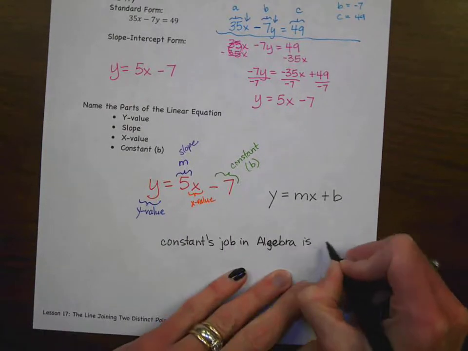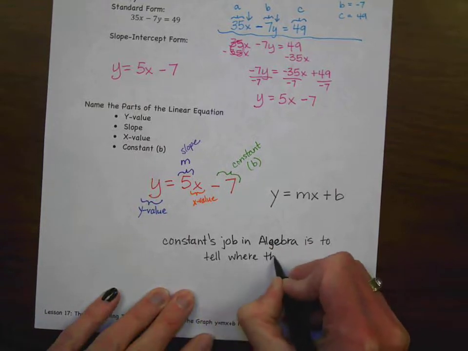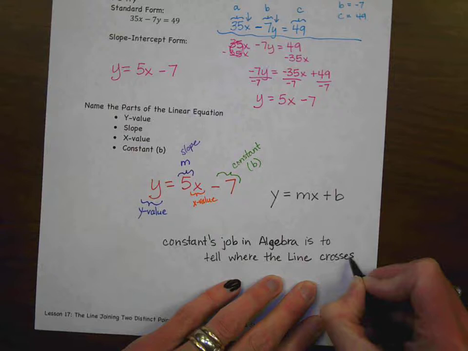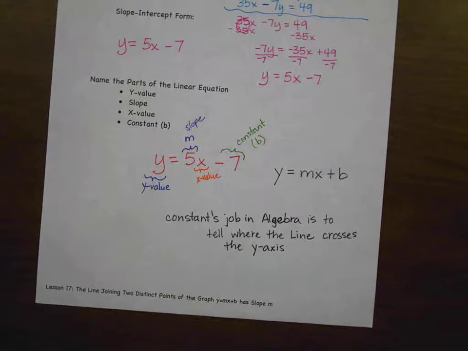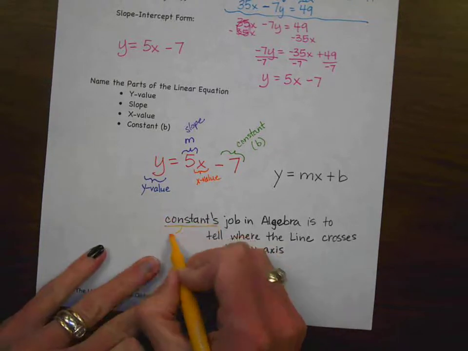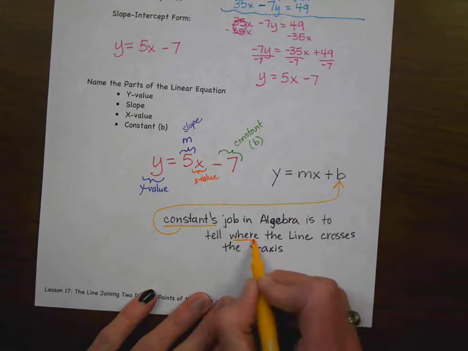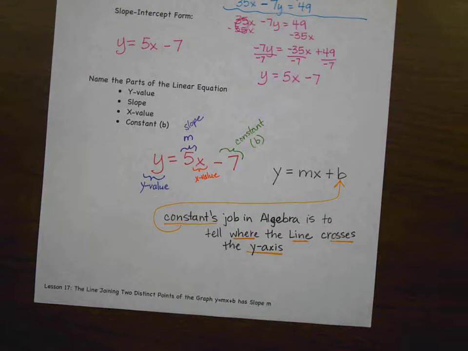The constant's job in algebra is to tell where the linear equation or line crosses the y-axis. And that is a very, very important thing to remember. So this b right here, its job, which the constant is the b, the constant's job in algebra is to tell where the line crosses the y-axis. And that is a very, very important thing to remember.